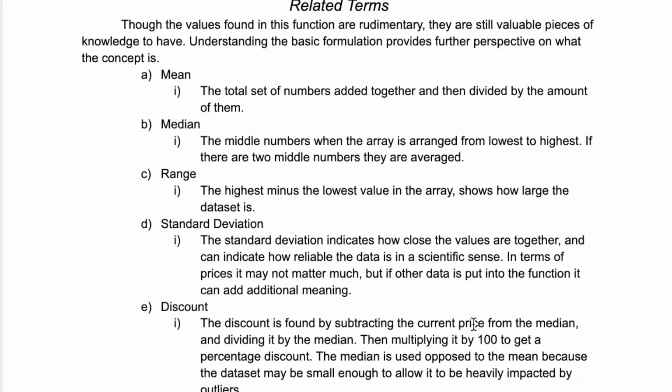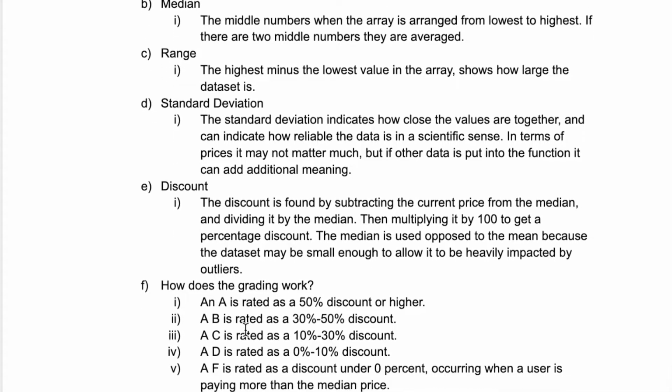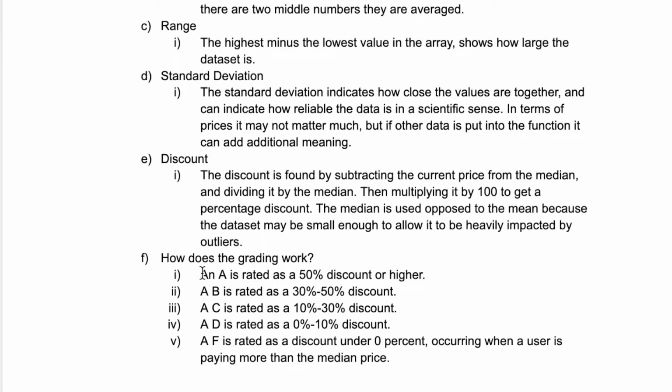Though the related terms for this project are likely something you've learned before, a refresher may be helpful so you know exactly what you're getting from this MATLAB function. Mean is the total set of numbers added together and then divided by the amount of them. Median is the middle number. Range is the highest minus the lowest. Standard deviation indicates how close the values are together and can indicate reliability. Discount is found by subtracting current price from the median, putting it over the median, multiplying by 100 for a percentage. The grading is as follows.